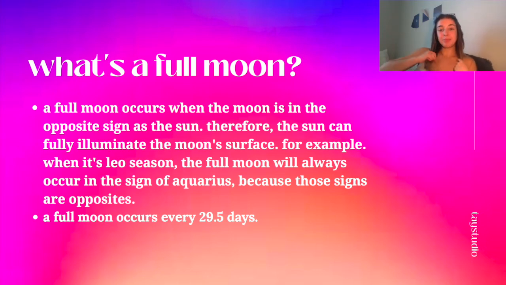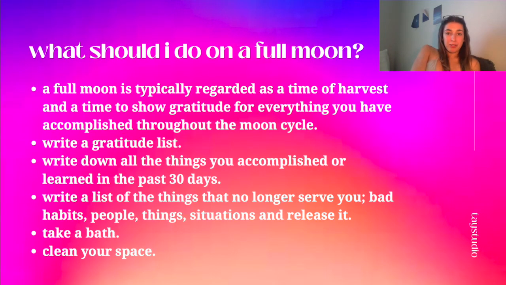Little hack for ya. And the full moon occurs every 29.5 days, hence where we get our modern month from. That's a little bit about the full moon kind of scientifically or astrologically. Let's talk about it from a manifestation standpoint.